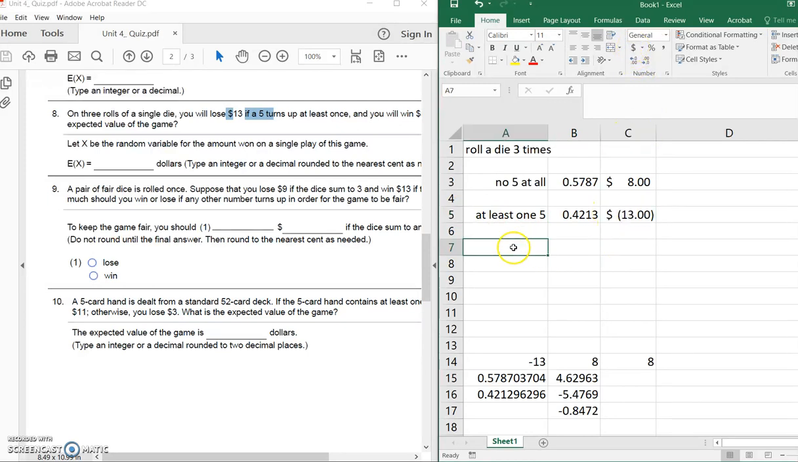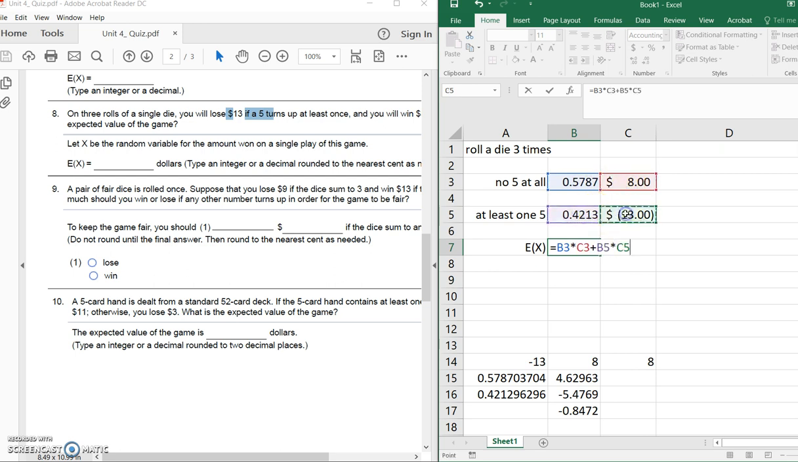Okay? So the expected value would be equal to this probability multiplied by this reward, plus this probability multiplied by losing $13. And that makes 0.85, and since it's shown in negatives in parentheses, that means it's negative. So instead, let me just take it out of the dollar sign.